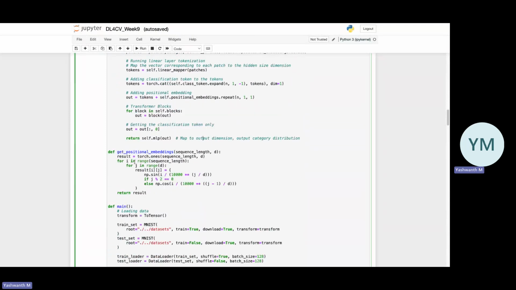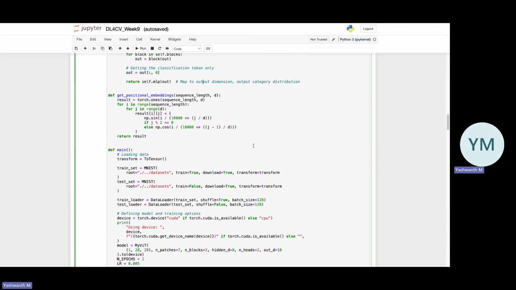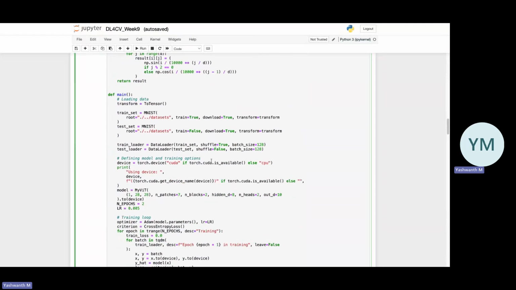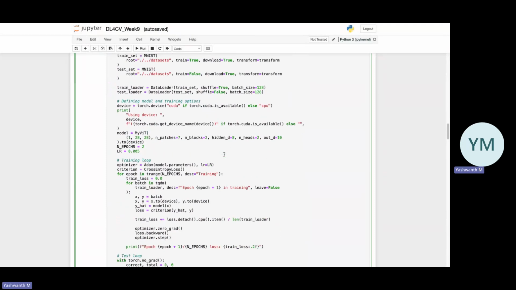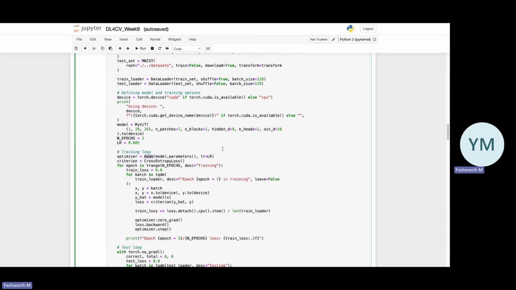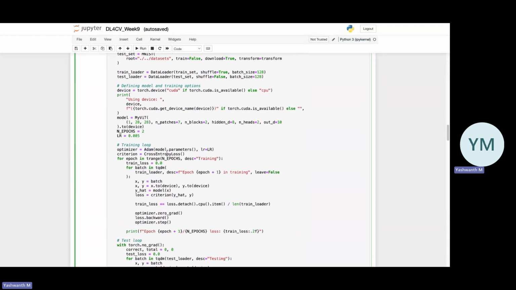So we use cosine style positional embedding. And the dataset used here is the MNIST dataset, training index. And here we convert these to data loaders, train and test data loader, and we use Adam as an optimizer and the cross entropy loss with 1e-3 learning rate and epochs.